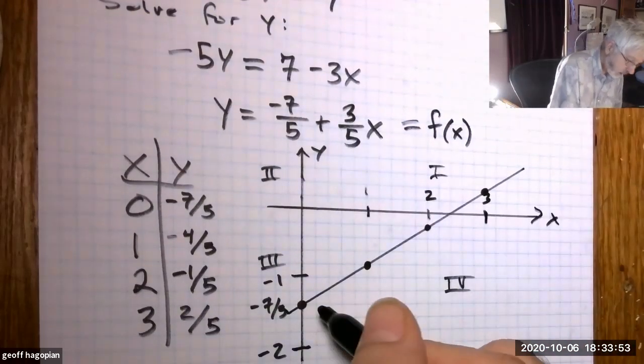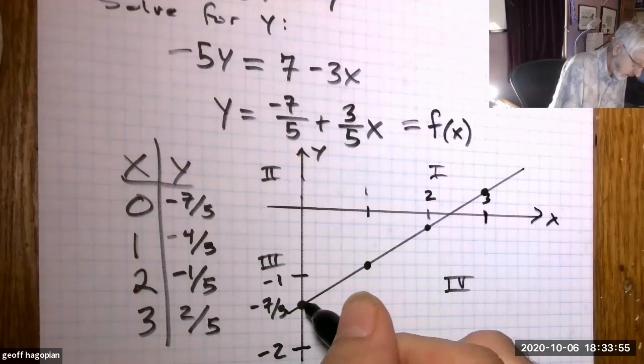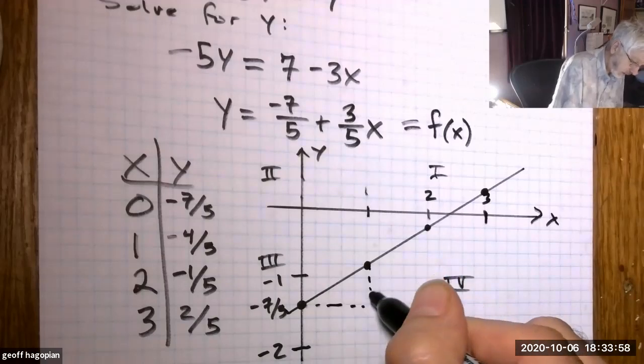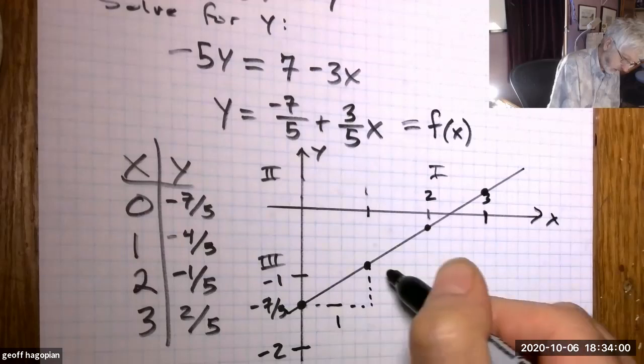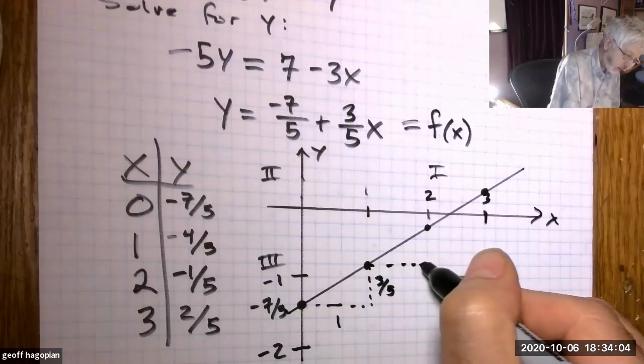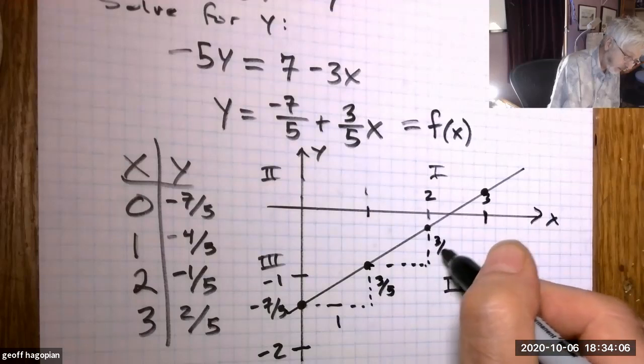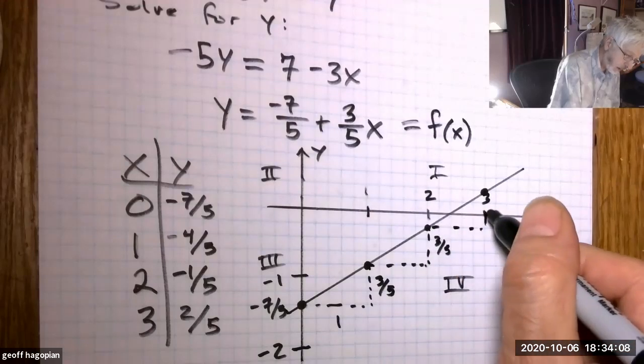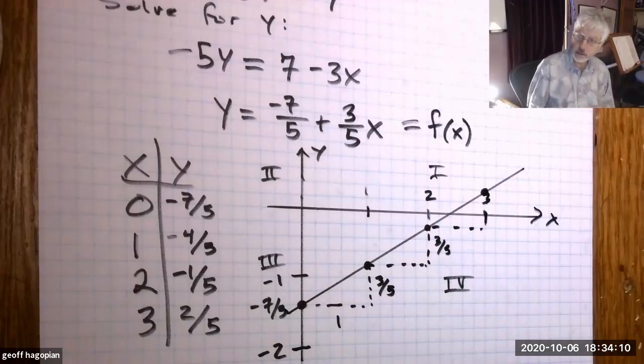And yeah, you also see that we're following this steady thing where we go over 1 and up 3/5, right? And then over another one and up another 3/5. Over another one and up another 3/5. So you've got this steady rate of increase as we go along a straight line.